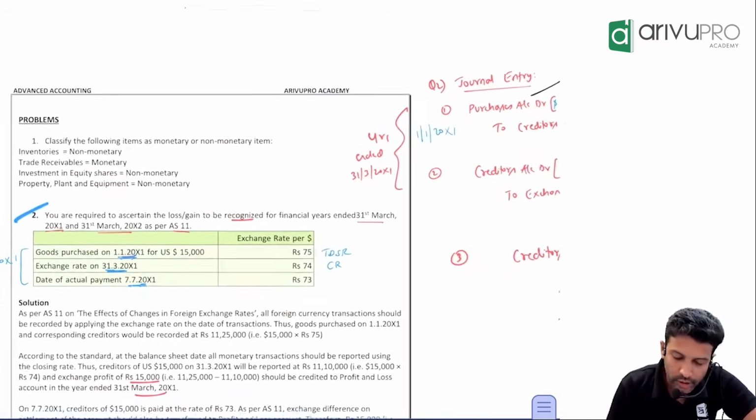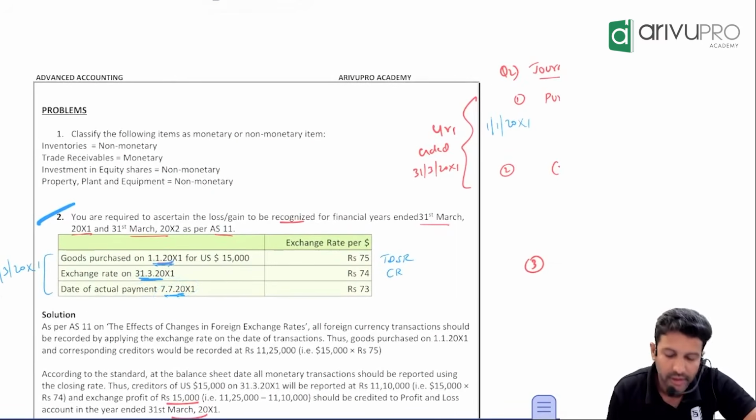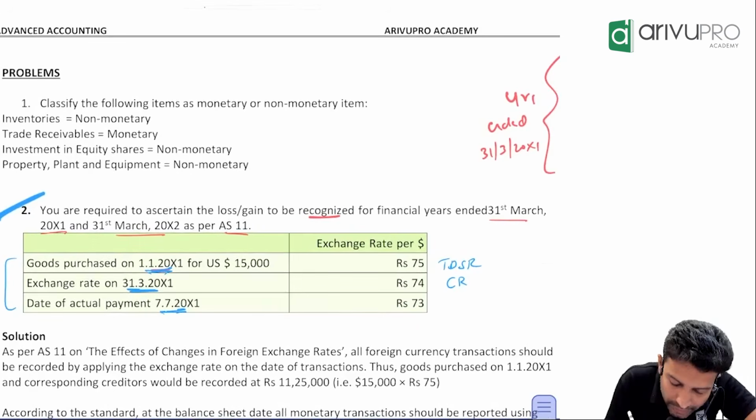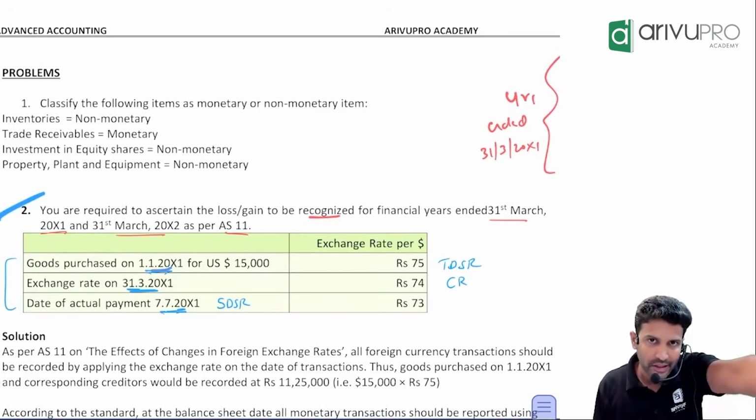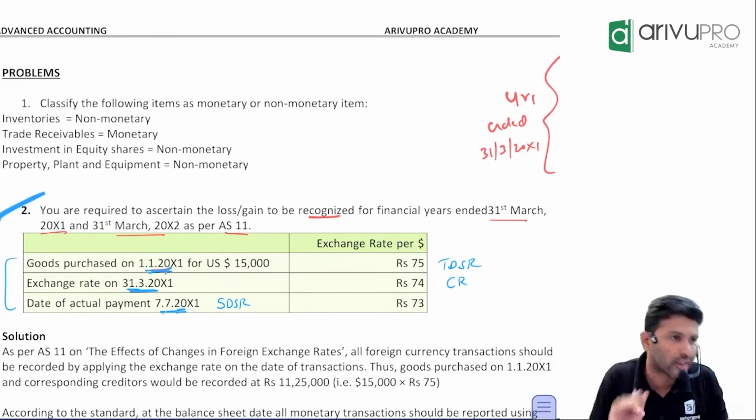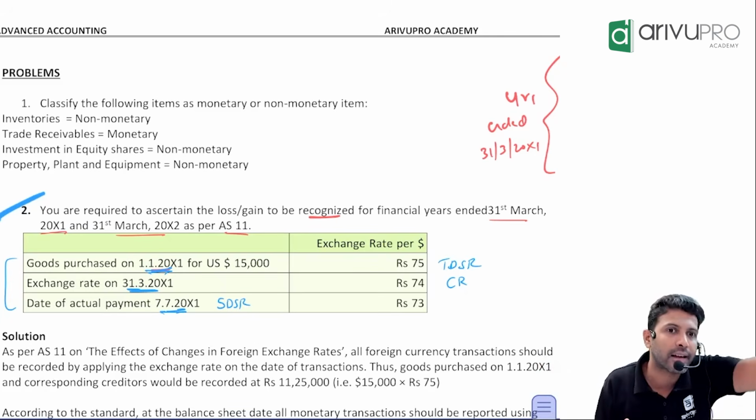Okay, next. When did you make the payment? 7th July 20x1. When you make a payment, it's a settlement. What does AS 11 say? All settlement transactions, and settlement means payment as well as receipt, should be recorded using what rate? Settlement date spot rate.